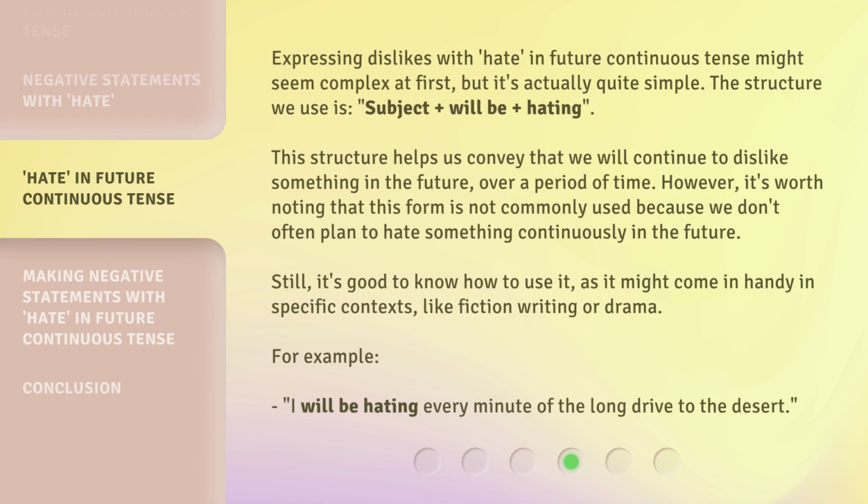Expressing dislikes with hate in future continuous tense might seem complex at first, but it's actually quite simple. The structure we use is subject plus will be plus hating. This structure helps us convey that we will continue to dislike something in the future, over a period of time. However, it's worth noting that this form is not commonly used because we don't often plan to hate something continuously in the future. Still, it's good to know how to use it, as it might come in handy in specific contexts, like fiction writing or drama. For example, I will be hating every minute of the long drive to the desert.